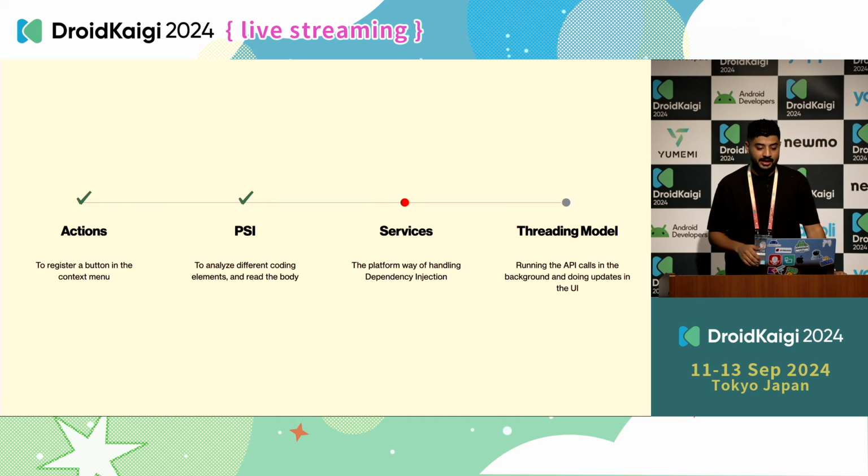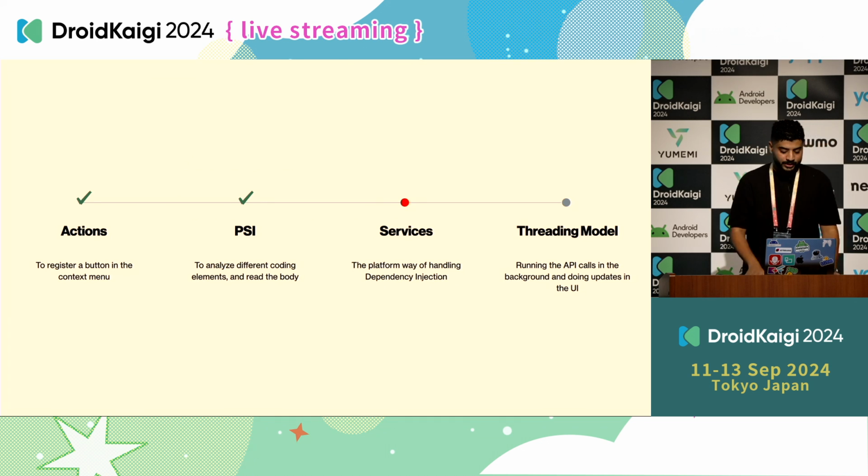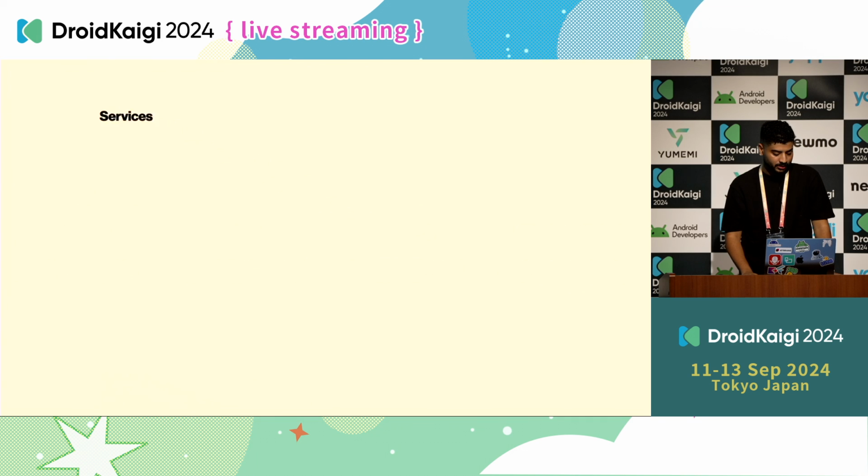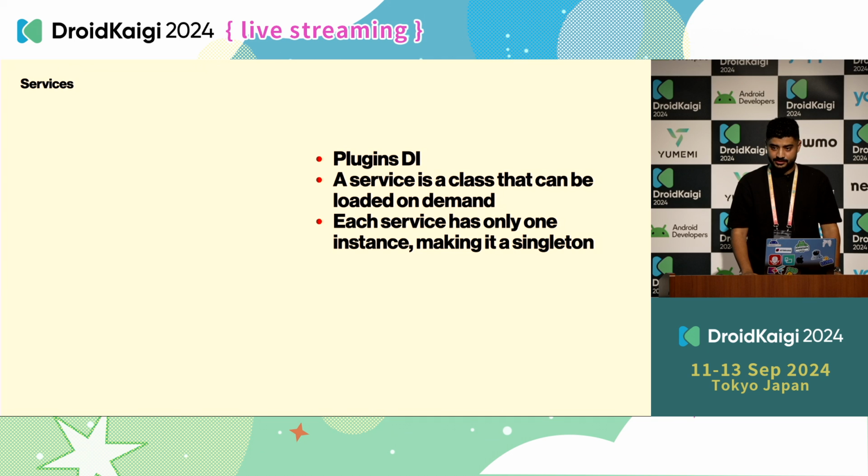Now, we finished BSI and we finished actions. Now we need a way to organize our functional classes and maybe have something like dependency injection, allowing us to load classes on demand. So let's move on into services, or what I like to call DI for plugins. So a service is a class that can be loaded on demand whenever they are needed.